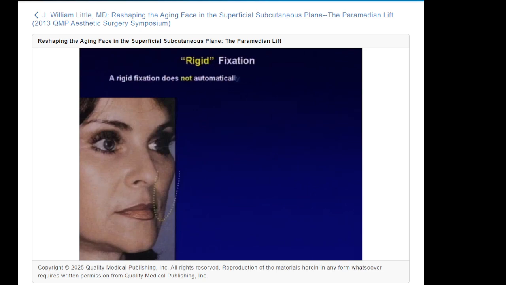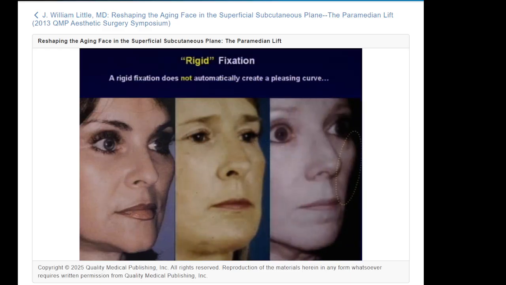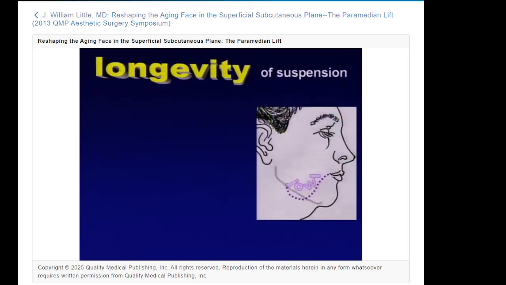Within a year of that publication, these 3 cases were published in our best journals, in which the authors of each of these insisted on the importance of a rigid fixation. A rigid fixation does not automatically create a pleasing curve. At least my eye tells me that it doesn't. What about longevity? This stuff shouldn't last, working the subcutaneous plane.